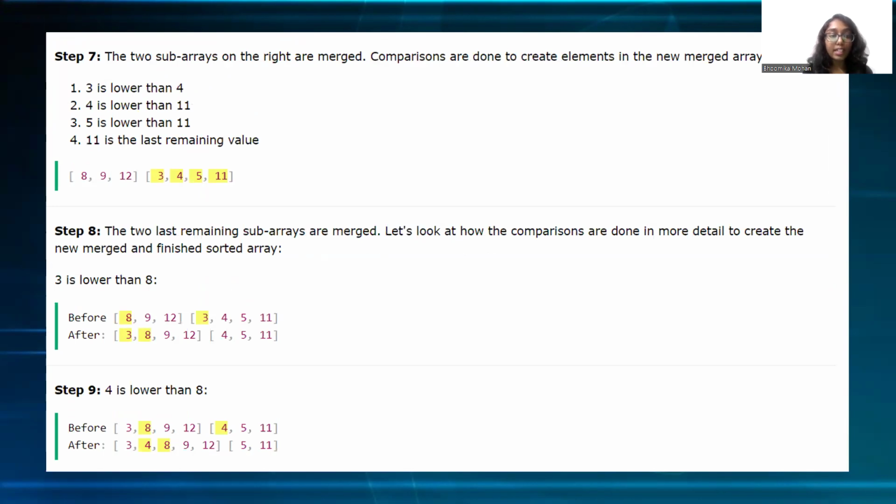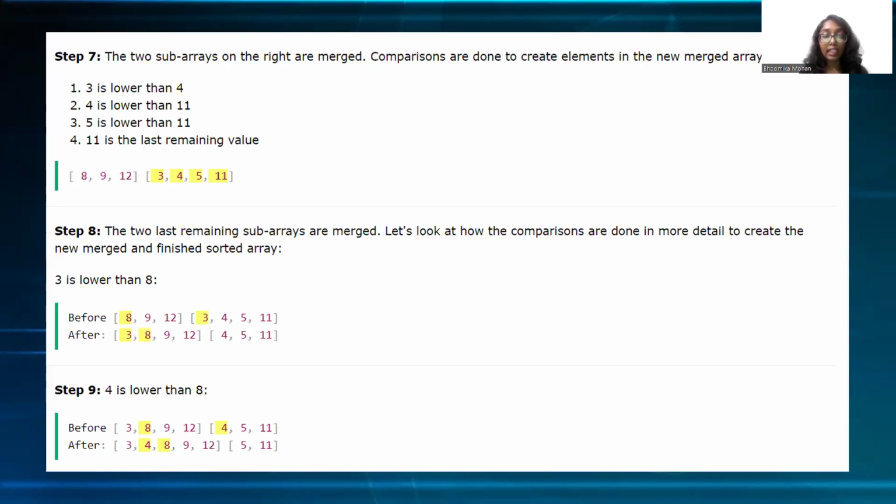Coming to step 9, 4 is lower than 8, so no, the two subarrays on the right are merged. Comparisons are done to create elements in the new merged array. So here is the array that is 8, 9, 12 and 3, 4, 5, 11. Step 8 is the two last remaining subarrays are merged. Let's look at how the comparisons are done in more detail to create the new merged and finished sorted array.